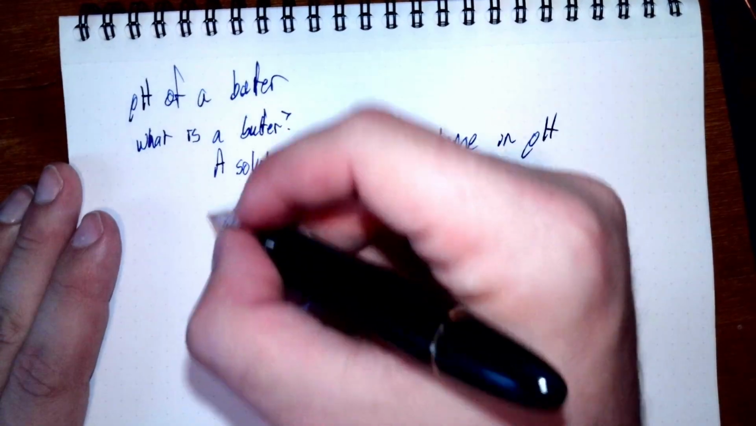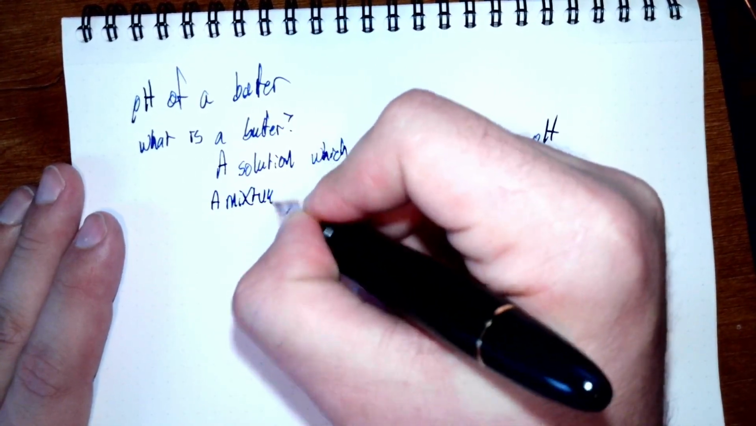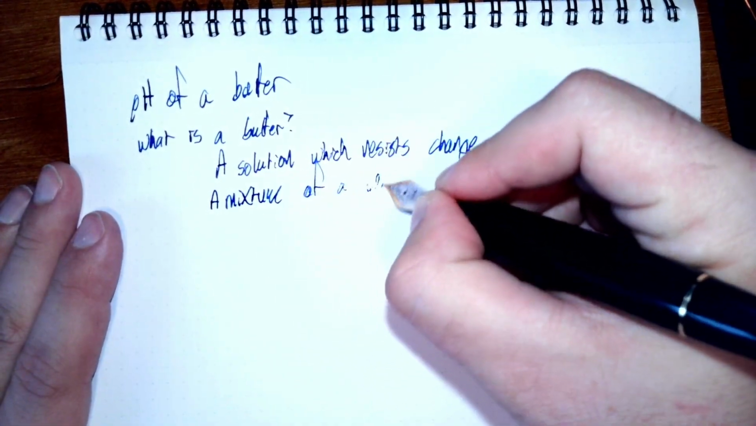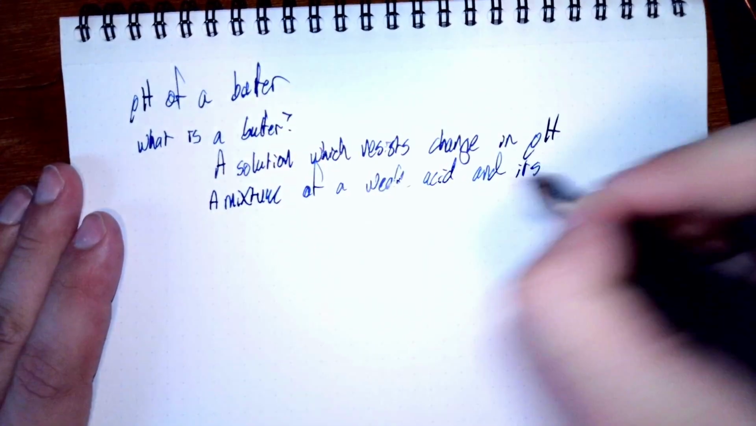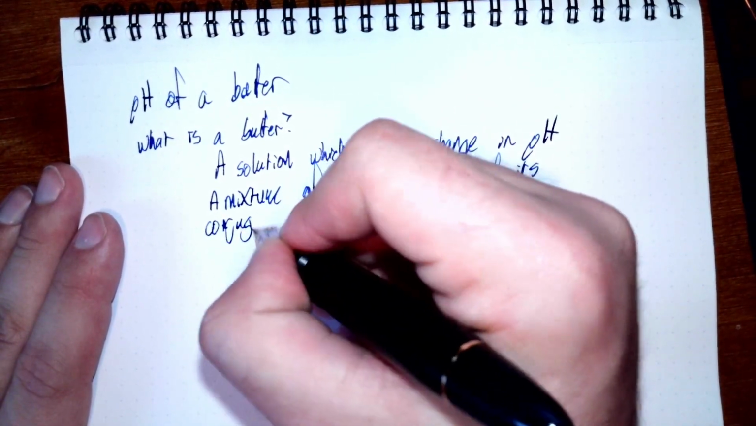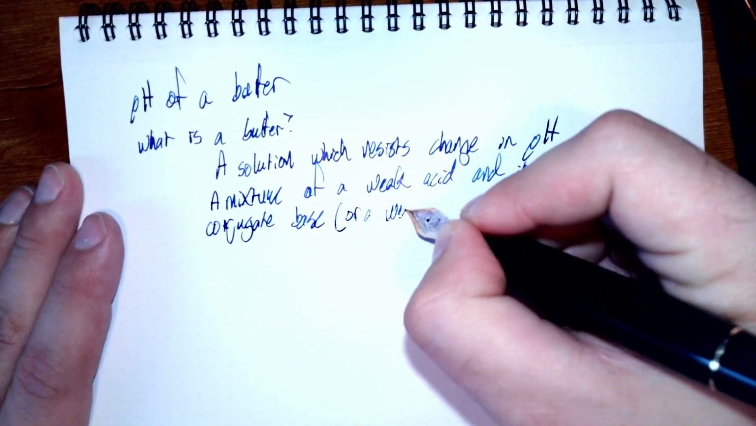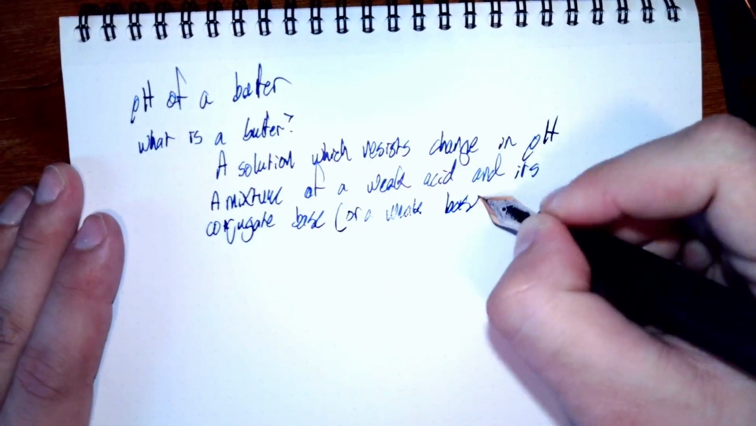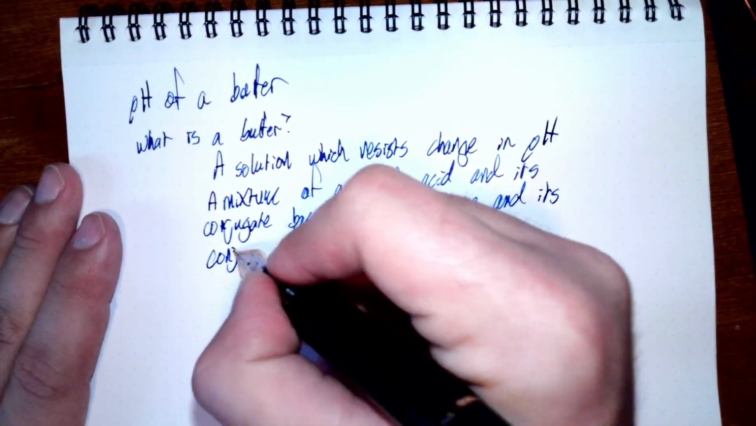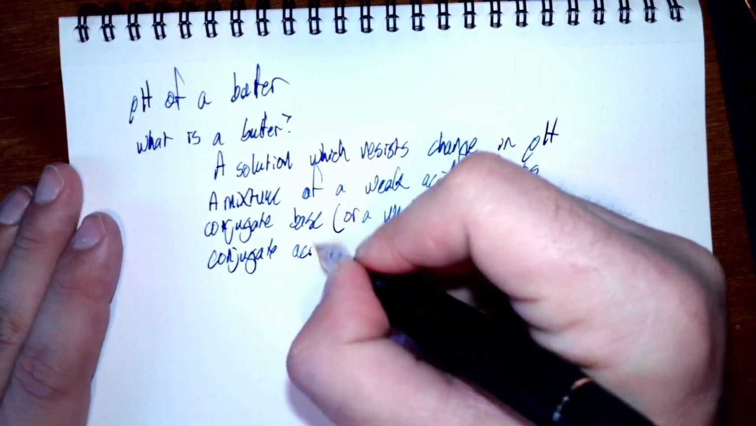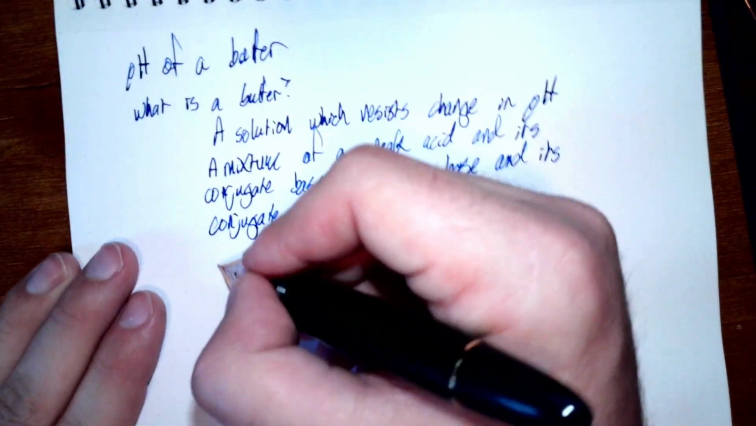Our chemistry definition is going to be a mixture of a weak acid and its conjugate base, or a weak base and its conjugate acid. Right, now, how does that work? How does that work as a buffer, let's say?